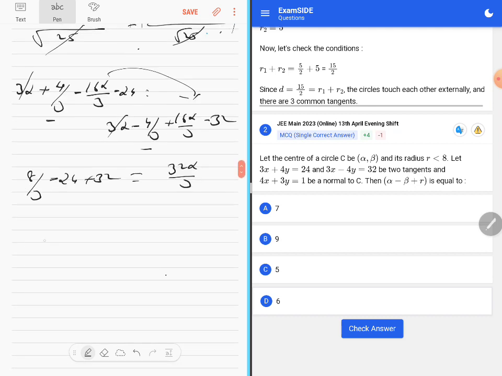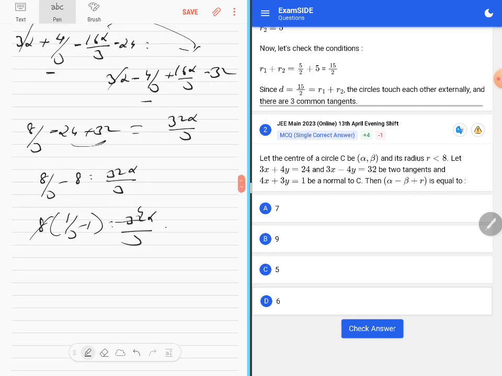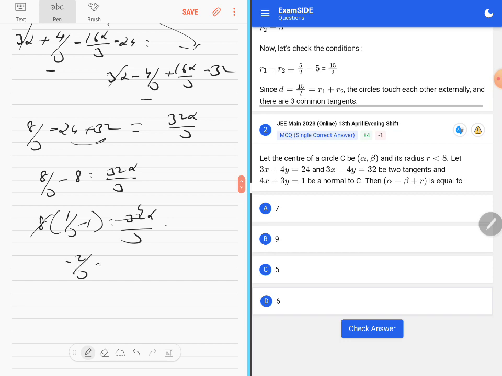So when you solve the left hand side, you know this itself is like 8. So 8 by 3 minus 8 is equal to 32 alpha by 3. 8 can be taken out common. And 1 by 3 minus 1 is equal to 32 alpha by 3. 8 4s are 32. Let's take LCM. Minus 2 by 3 is equal to 4 alpha by 3. 3 and 3 get cancelled. So alpha is equal to minus 1 by 2. Getting alpha to be minus 1 by 2.